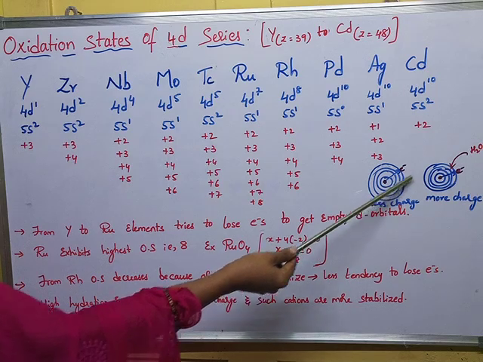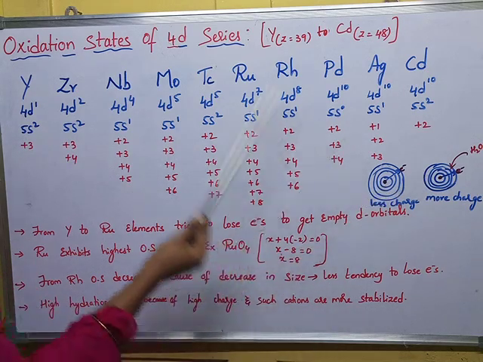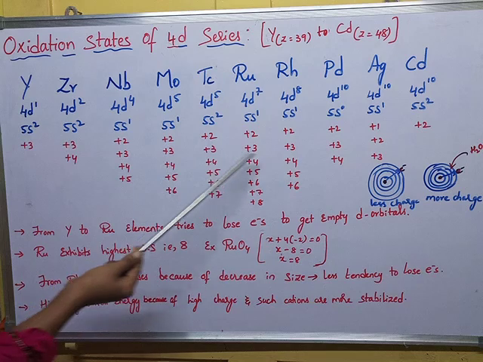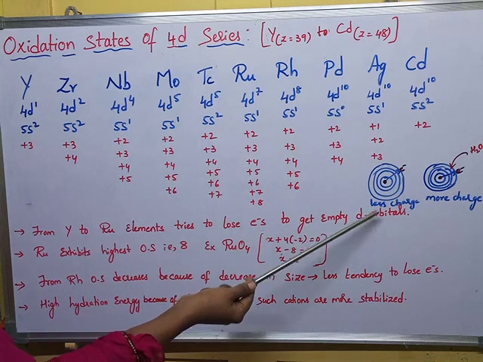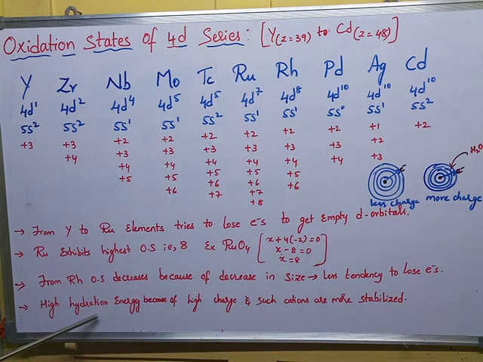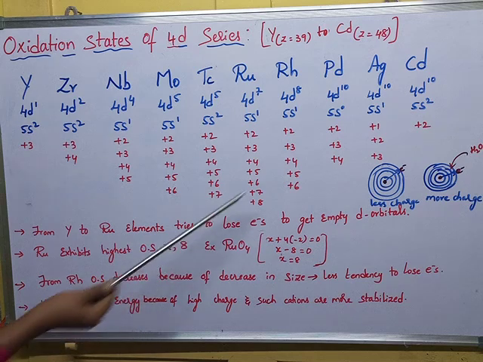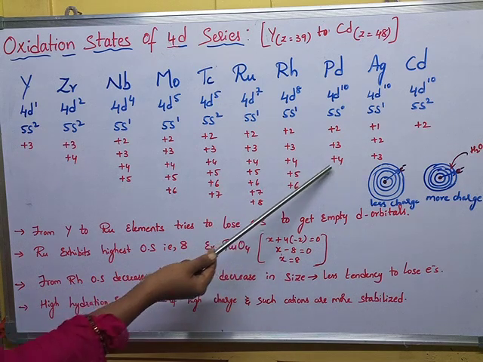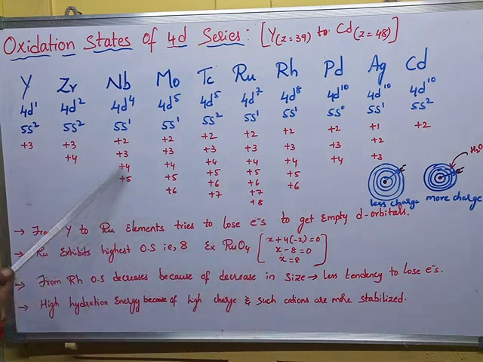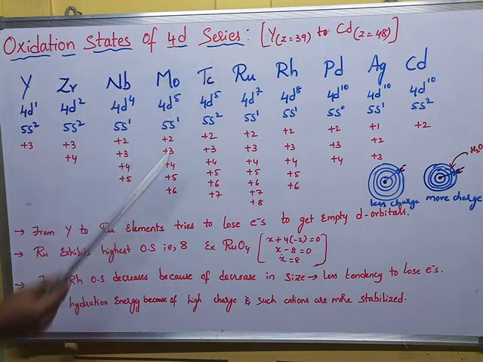Okay, so hydration energy is more for the elements which have the highest charge, especially d block elements show this property of hydration energy. Because of that, they'll be more stable in their highest oxidation states. So this is about oxidation states of 4d series.